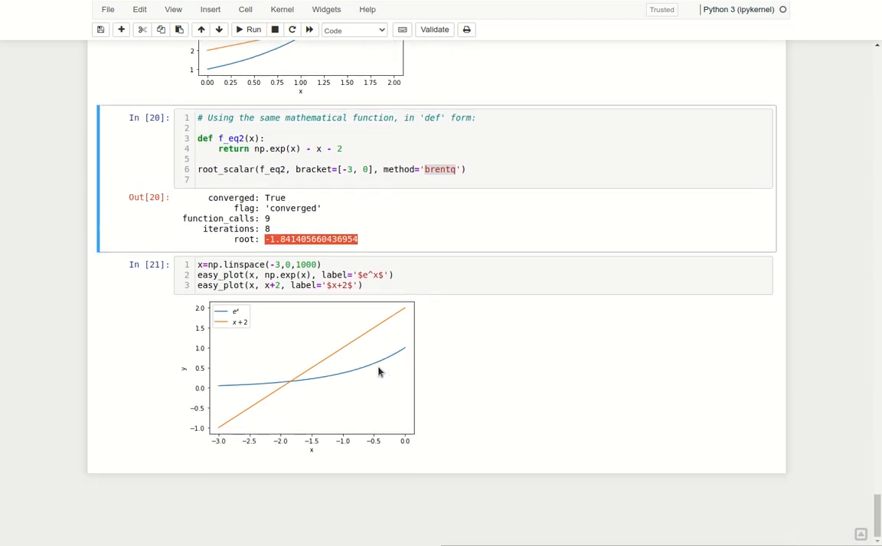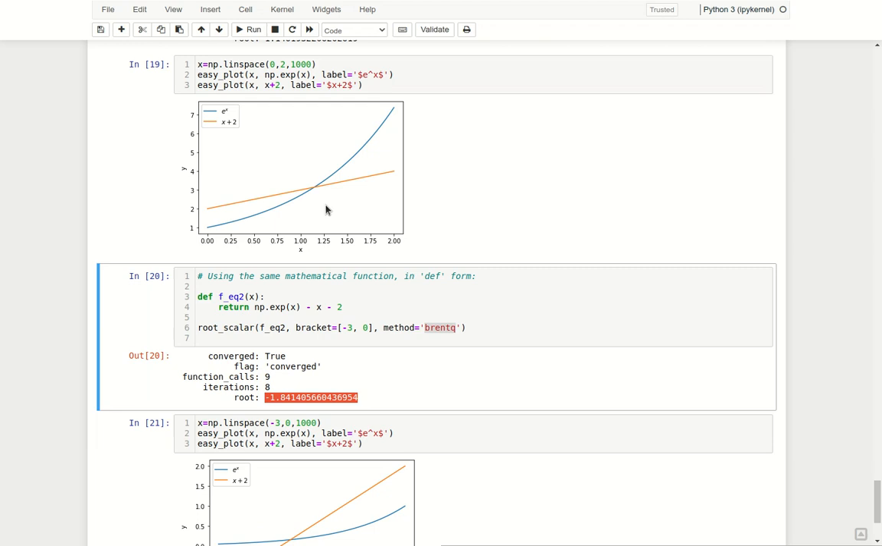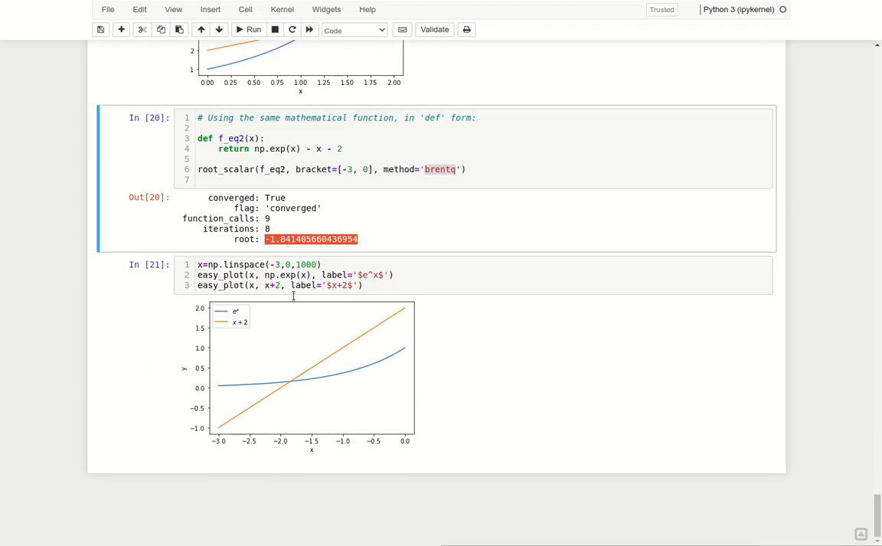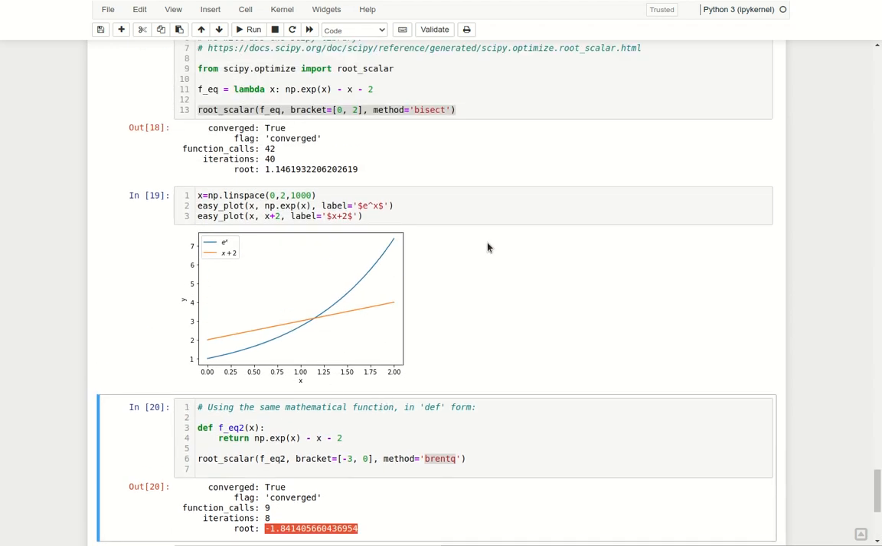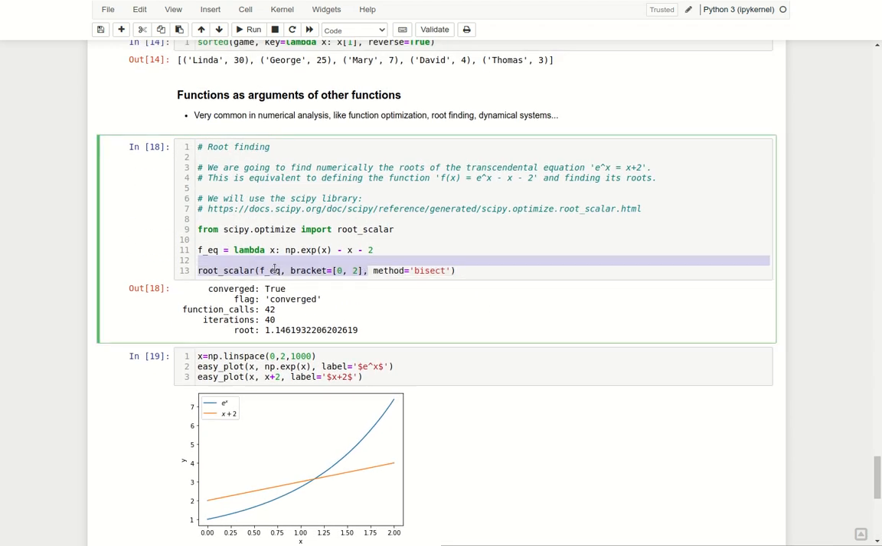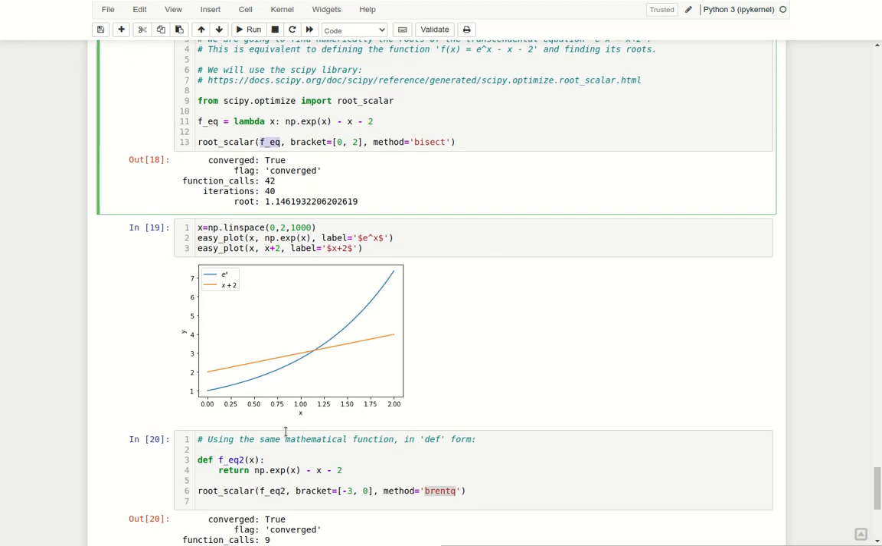So if we plot these two functions in the interval -3, 0, this is what we're going to obtain. Notice this is the part where the exponential is below the linear function, and here the exponential is above the linear function. This is the other crossing point, and this is the first crossing point and the second crossing point. These are two examples where we use functions as arguments of other functions in order to obtain some property of the function that we're studying.